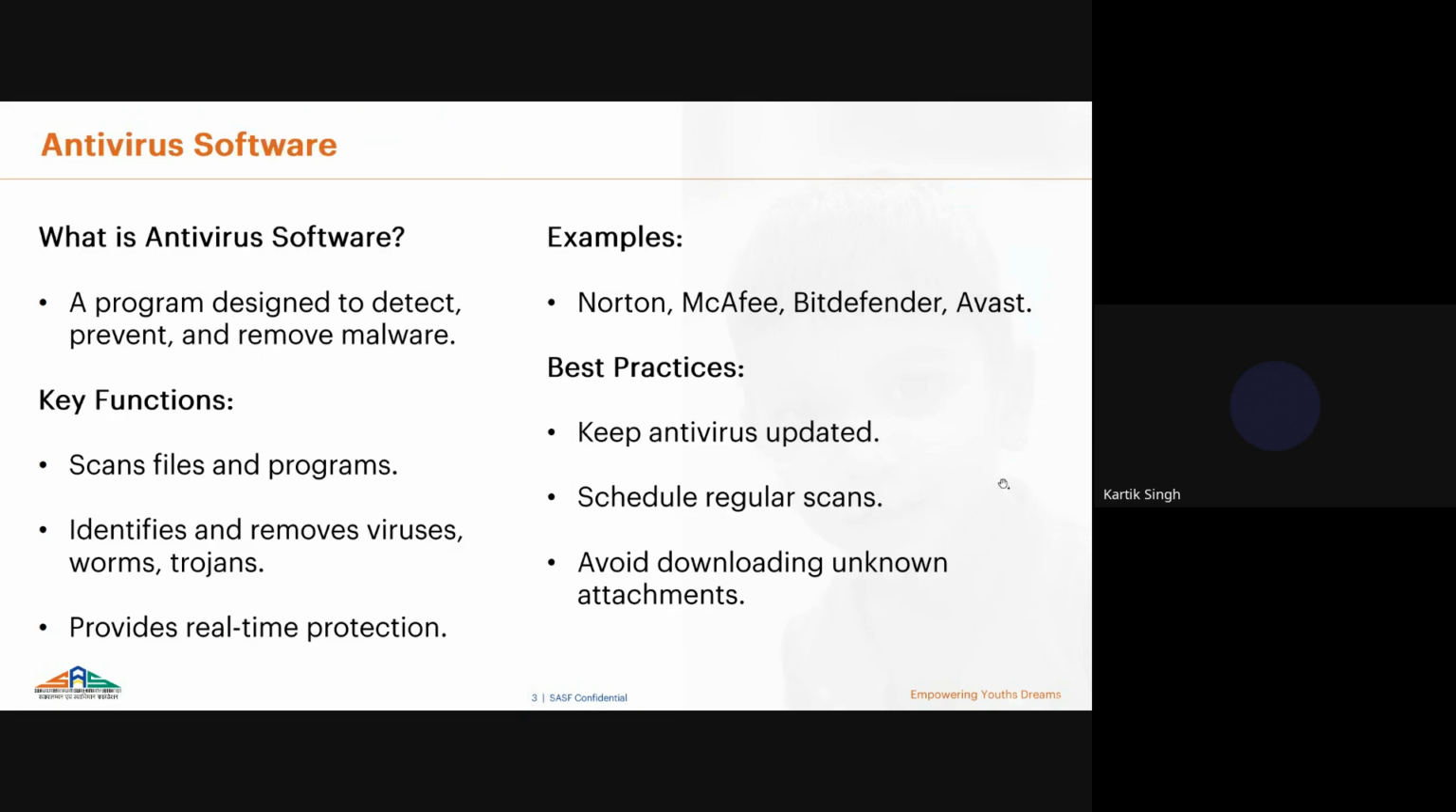First, we have antivirus software. You might have heard a lot about antivirus software. There are a lot of antivirus programs available online. So, what is antivirus software? Basically, it is a program designed to detect, prevent, and remove malware. These programs are designed in such a manner that they will detect and prevent malware from attacking us, and if it is present, they will remove the malware.